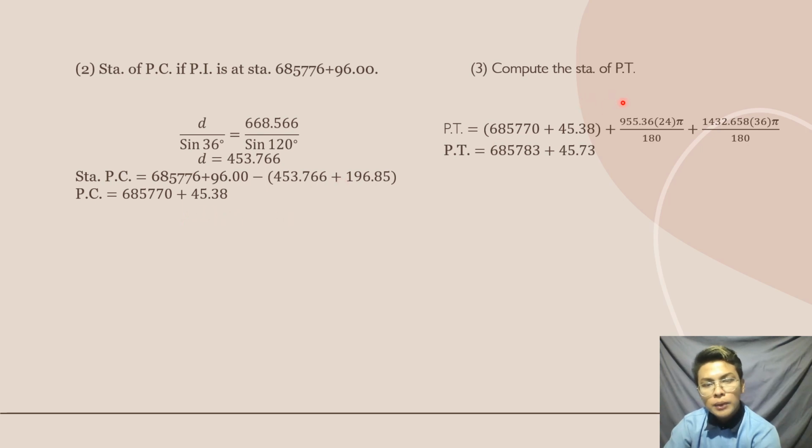Next, the point of tangent is equal to our PC plus 955.36 times 24 times pi divided by 180 plus 1432.658 times 36 times pi divided by 180. Then we will get our PT 685783 plus 45.73.